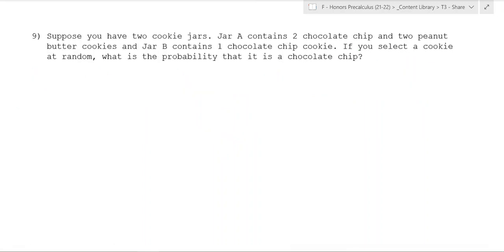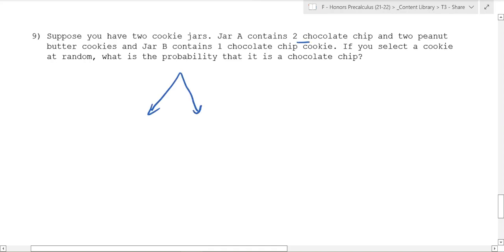So there's one more way we're going to look at for keeping track of probabilities like this that are conditional. And that's with a flow chart. So you have 2 cookie jars right here. So there's jar A and there's jar B. And jar A contains 2 chocolate chip cookies and 2 peanut butter cookies. And jar B contains 1 chocolate chip cookie.